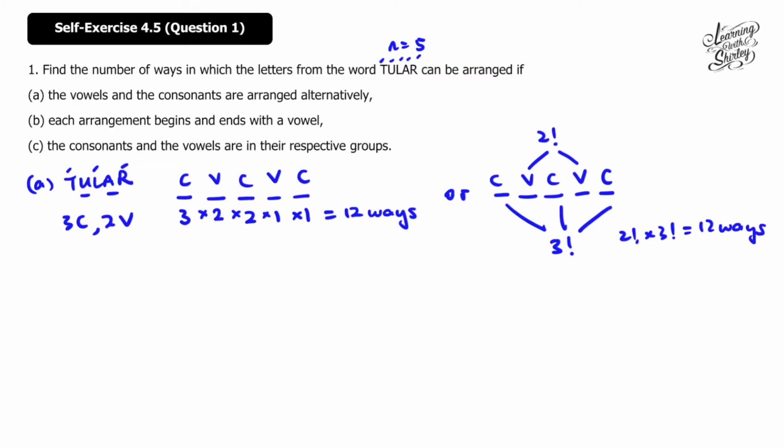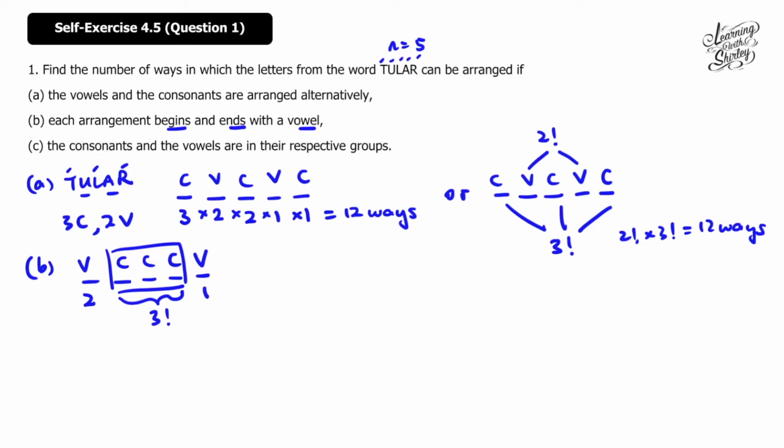Okay, now let's look at B. Each arrangement begins and ends with a vowel. I'm going to draw 5 spaces, 1, 2, 3, 4, 5. So the first and the last one must be vowel, which means that the remaining 3 spaces will be for consonant. So this one, it will be in one group. Okay, so the V, for the first place, there will be 2 ways to arrange a V, and then the last place will be 1 way. And then the C's in the middle, these 3 C's, can be arranged in random order. So it will be 3 factorial ways. So the number of ways will be 2 times 3 factorial times 1, which is equals to 12 ways.